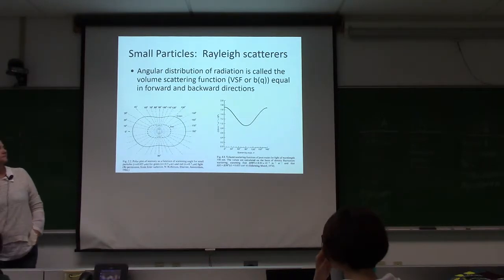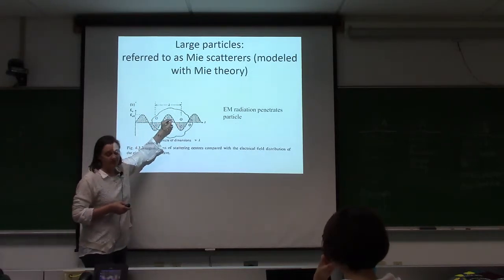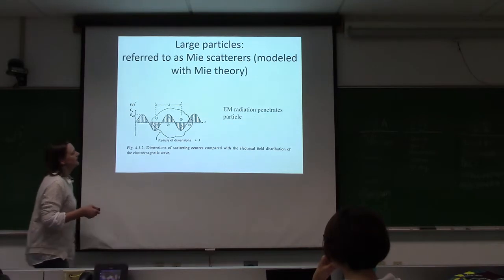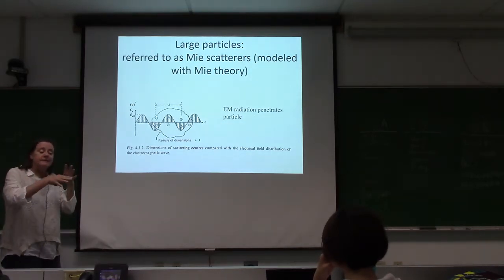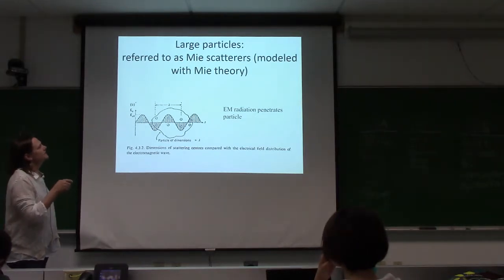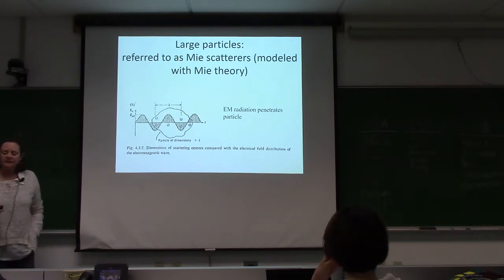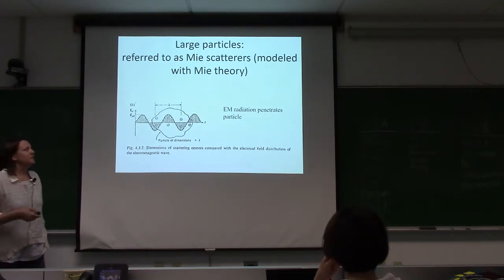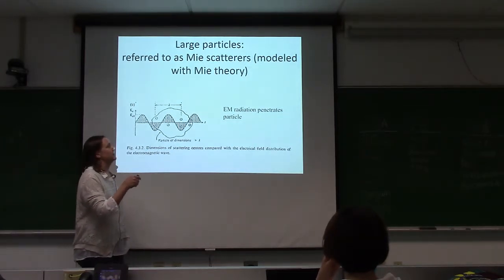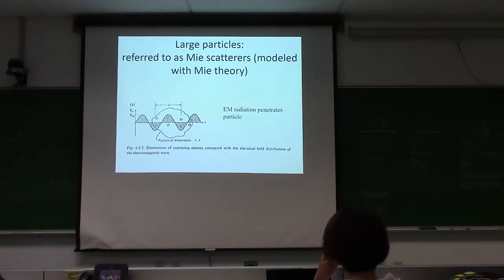You have to think of it as a continuum. If you get to larger particles, think of them as being comprised of multiple dipoles, and the radiation actually penetrates into the particle, so we can think about it a little differently. People refer to them as Mie scatterers, but I think it's better to think of them as particles that we can model with Mie theory. They're just large particles, large relative to the wavelength of light.